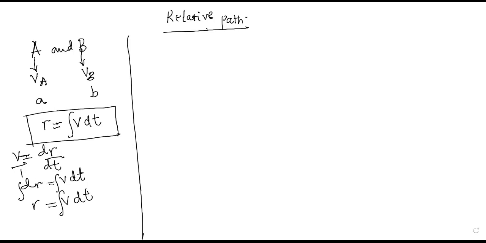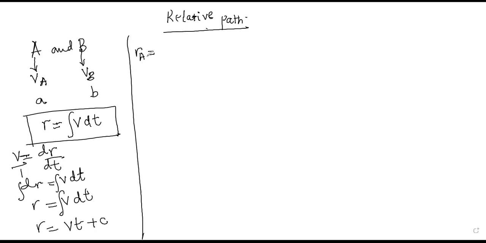So to get R, we integrate V dt, and this gives us Vt, because when you integrate V with respect to T, you get Vt plus a constant of integration. Now, the path of A is denoted by RA, and the path of B is RB.